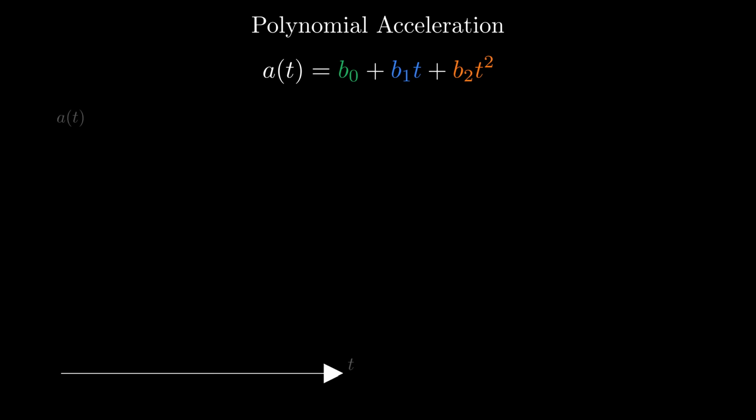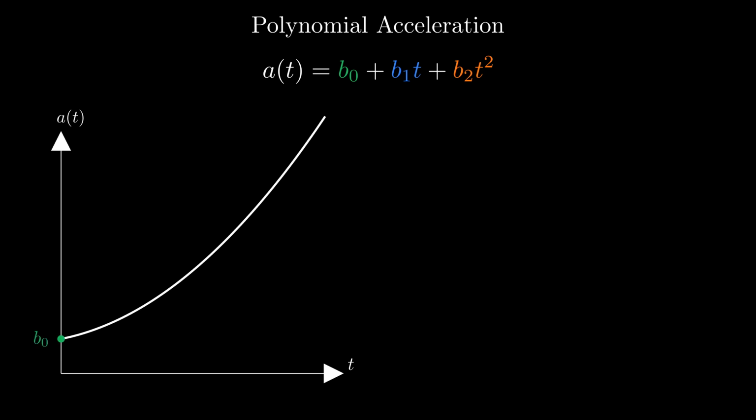Consider an acceleration that varies as a polynomial in time. The acceleration a of t equals b0 plus b1 times t plus b2 times t squared. On the acceleration versus time graph, the curve starts at b0 on the vertical axis and curves upward, with initial slope b1. This general form captures a constant baseline, a linear ramp, and quadratic curvature.